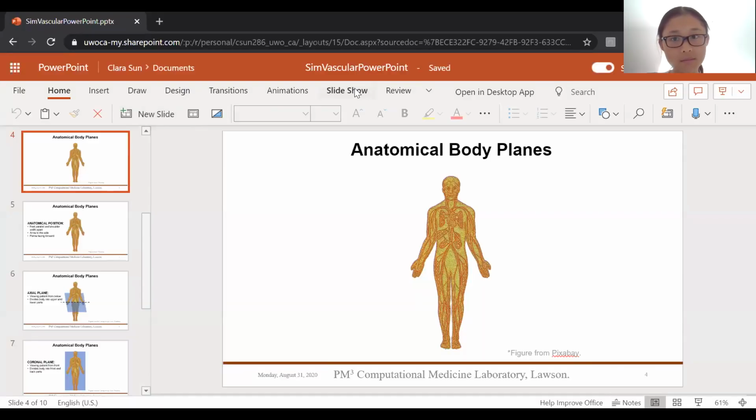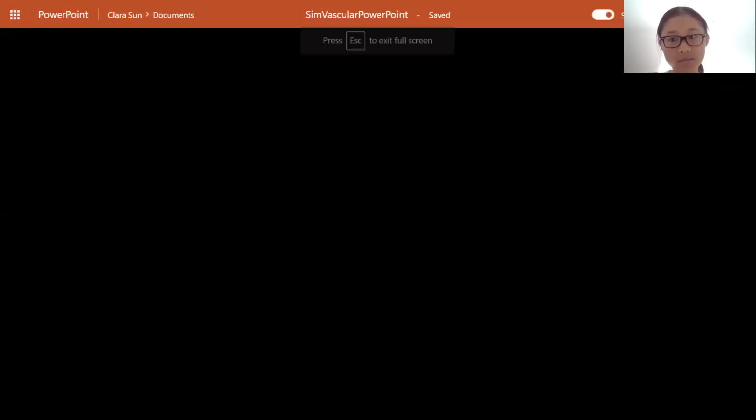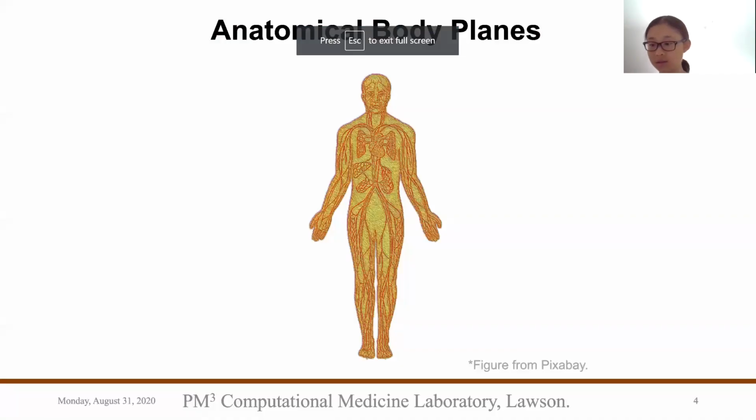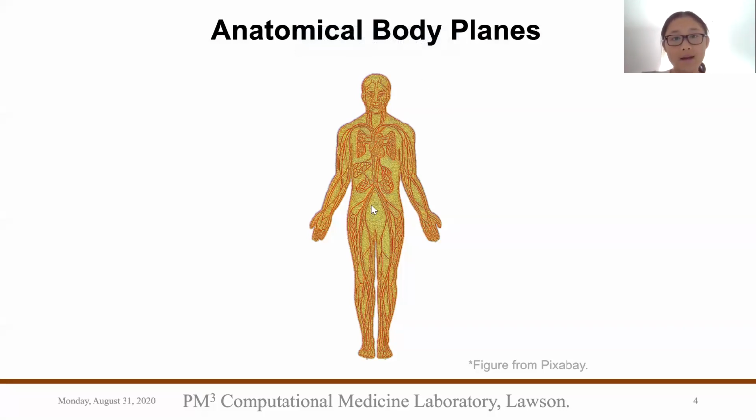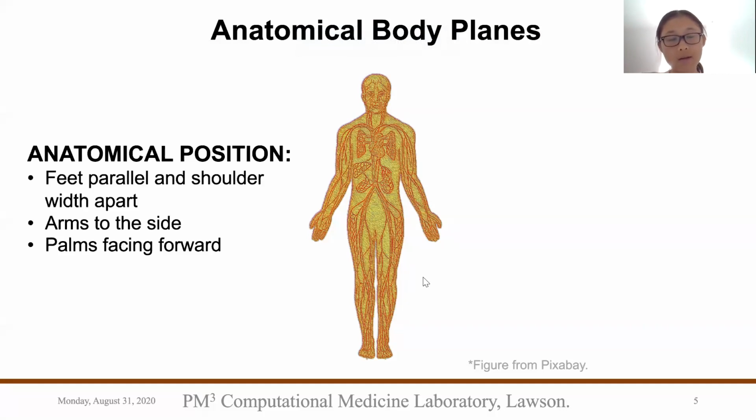All right, so to help us understand these anatomical planes that are used on SimVascular, let's take a look at a few diagrams, and we'll start off by talking about anatomical position. Whenever we say that someone is standing in anatomical position, this means that their feet are shoulder width apart, they're standing with their arms to the side, and their palms facing forward.